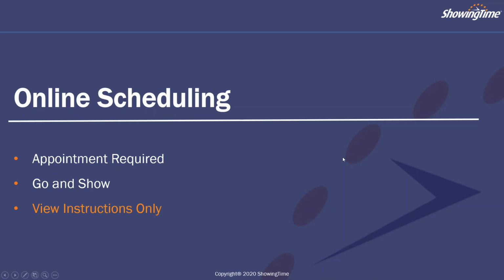All right, finally, there's view instructions only, and with this setting, agents aren't actually scheduling an appointment. So this one's going to be used strictly for tracking purposes. As well, it's going to gather feedback for you automatically. It's a popular setting with vacant lot and vacant land, or if you have to refer the showing agents to a property manager or anyone else that needs to be reached out to in order to set up that appointment.